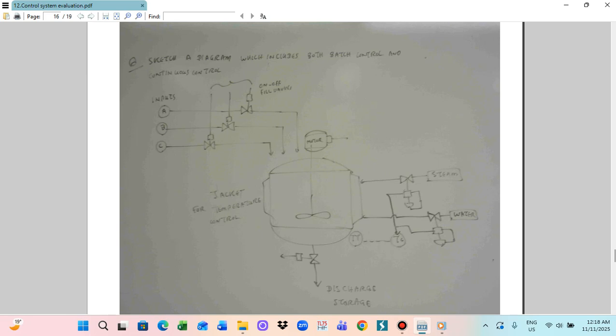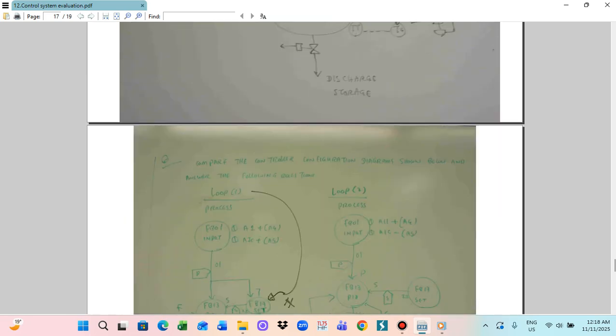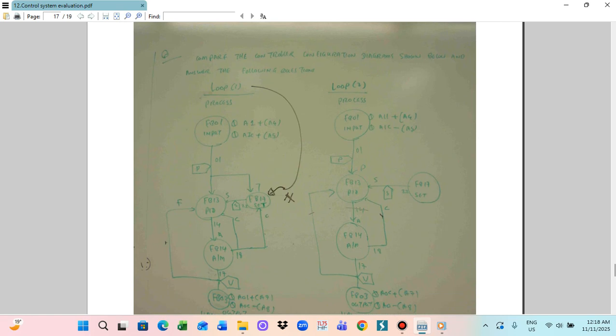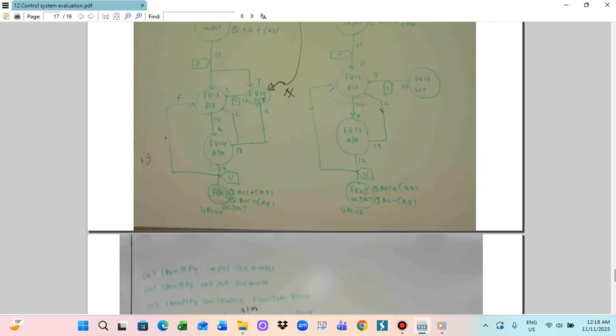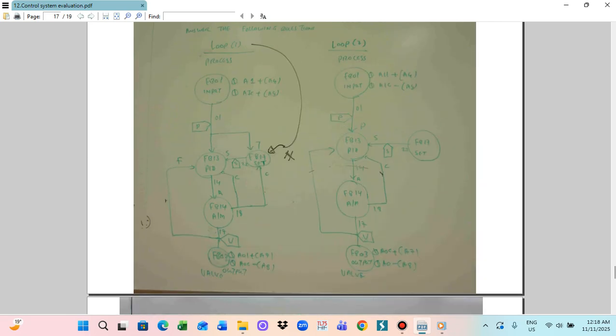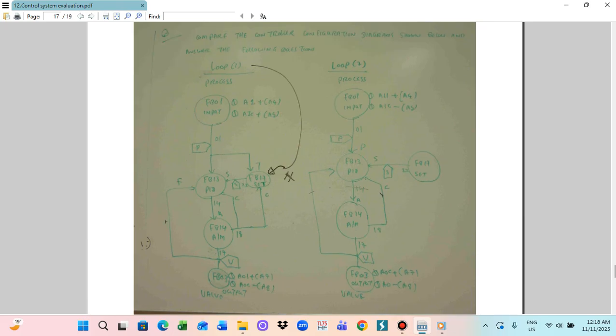Now D. These are auto manual functions. AM means auto manual function. The auto manual function is the FE14. A means auto, M means manual. So this is the FE14, a function block. We can change between auto and manual by the FE14. This is the auto and manual block.